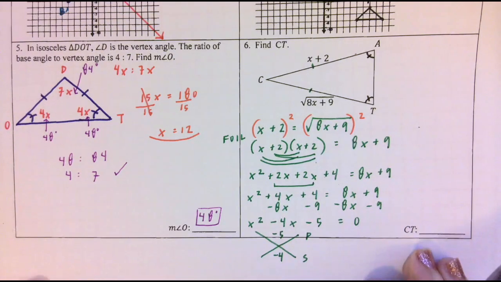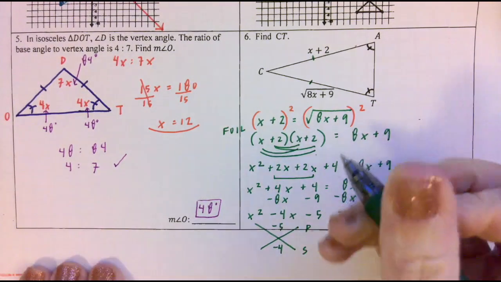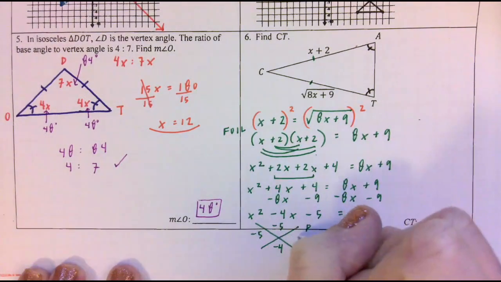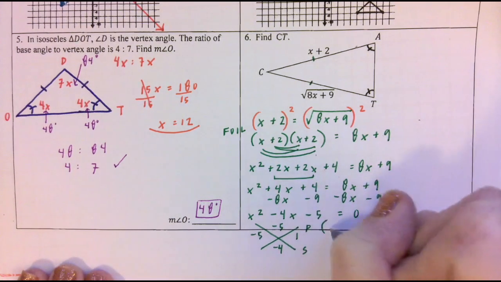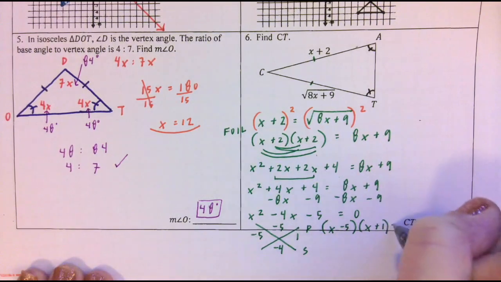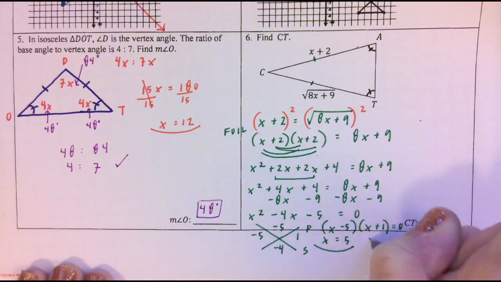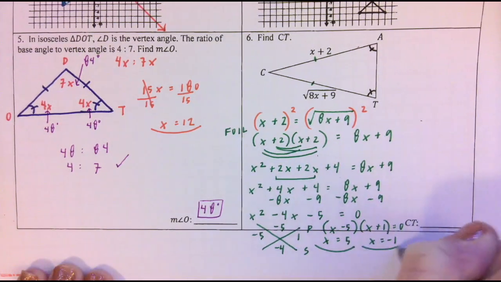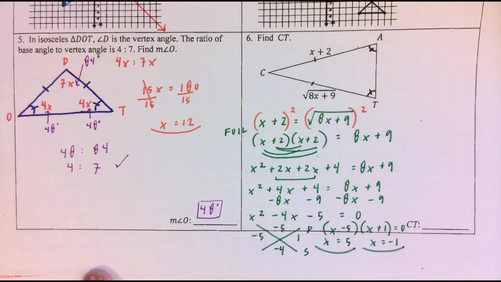So my two numbers that have to multiply to a negative 5 that add to a negative 4, it's going to have to be a negative 5 and a positive 1. Multiplies to negative 5, adds to negative 4. So here my factors are going to be x minus 5 times x plus 1, all equal to 0. So my solutions would then be 5 and negative 1. All I'm doing is setting each factor equal to 0 and solving for x.